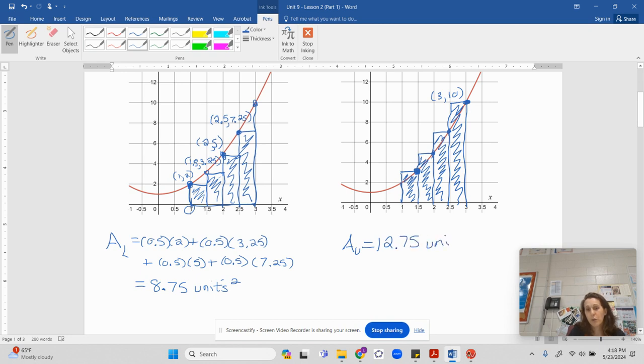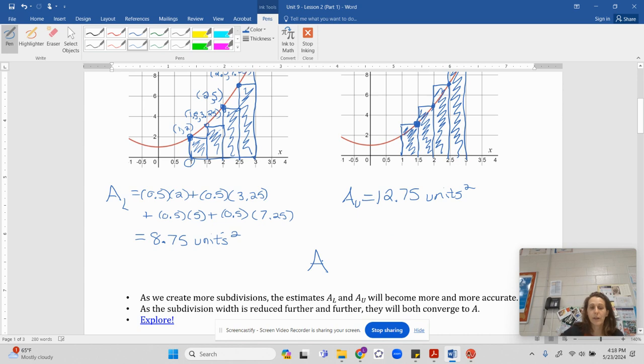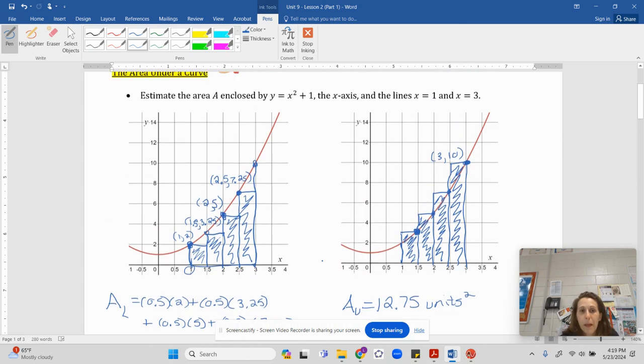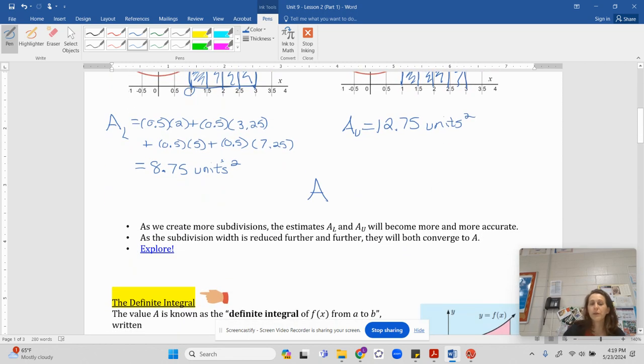What I know for sure is that neither of these are correct, but I know that the real area, I'm going to call A the real area. We actually called that in the problem. A is the area that I actually want. I know that that real area is somewhere between 8.75 and 12.75. I actually wrote it like this in my notes, between the lower bound and the upper bound. It's somewhere between those two. And you can read what I have written below here.